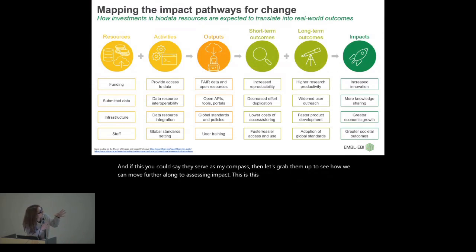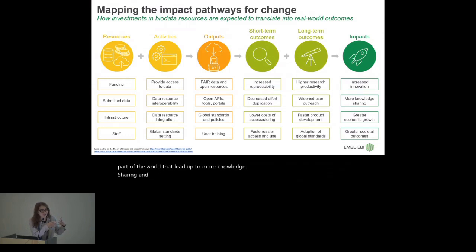This does seem a bit linear, but I don't want you to think of it as a linear journey from resources to impacts. I like to think about it like there are a lot of invisible threads linking funding, data and submitted data sets in one part of the world that lead to more knowledge sharing and great developments in vaccines for rare diseases or anything else in another part of the world.